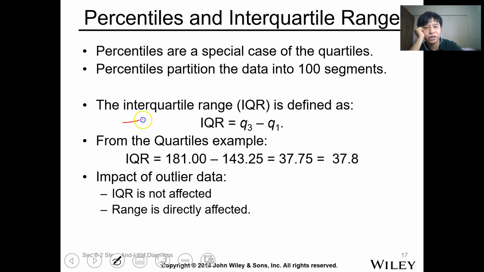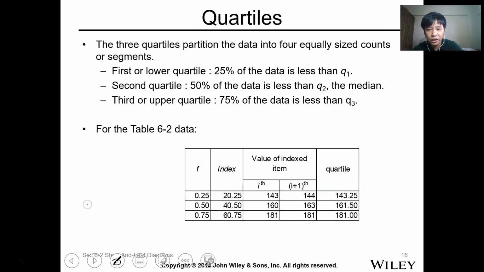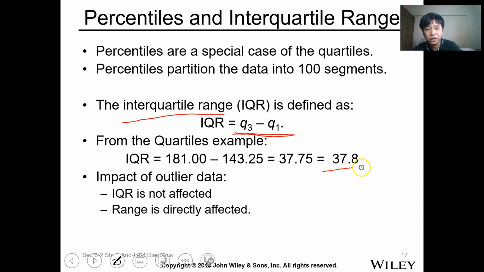Now, IQR, or the interquartile range, is just the distance or the difference between Q3 and Q1. So, for this case, ito yung Q3 natin, 181. Ito yung Q1, 143. So, 37.8 yung IQR. IQR will usually dictate kung ang isang data is an outlier or not.